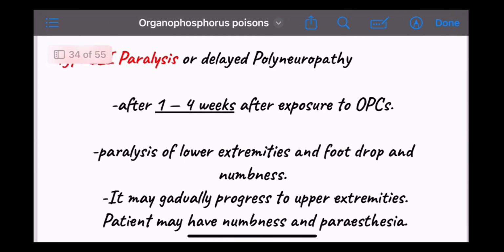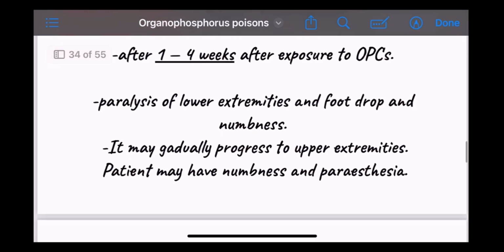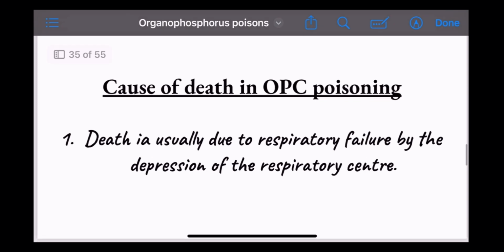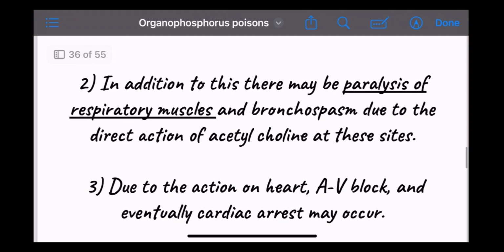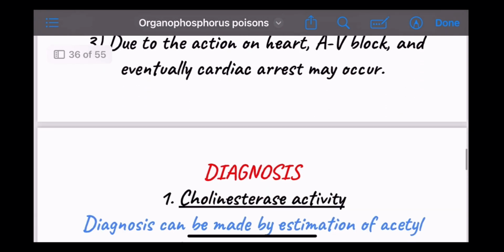Late stage delayed polyneuropathy usually happens 1 to 4 weeks after the exposure to OPC. Paralysis of lower extremities, foot drop, numbness. It may gradually progress to upper extremities. Fine. And the patient may have numbness and paresthesia. Cause of death in OPC poisoning, I told you earlier also, is respiratory failure by the depression of the respiratory center. Fine. In addition to this, there may be paralysis of respiratory muscles and bronchospasm due to direct action of acetylcholine at these sites that I also told you earlier.